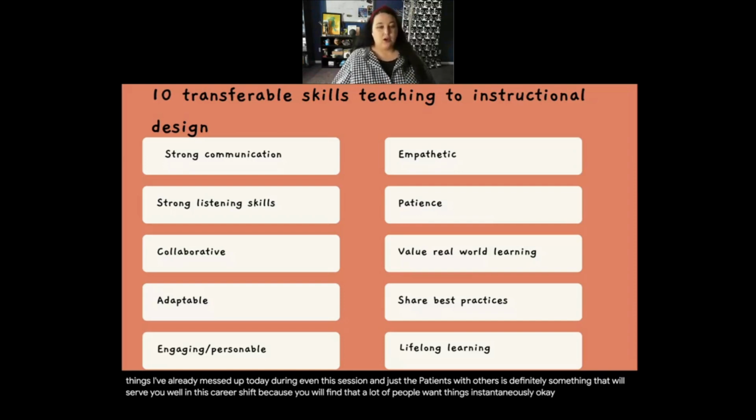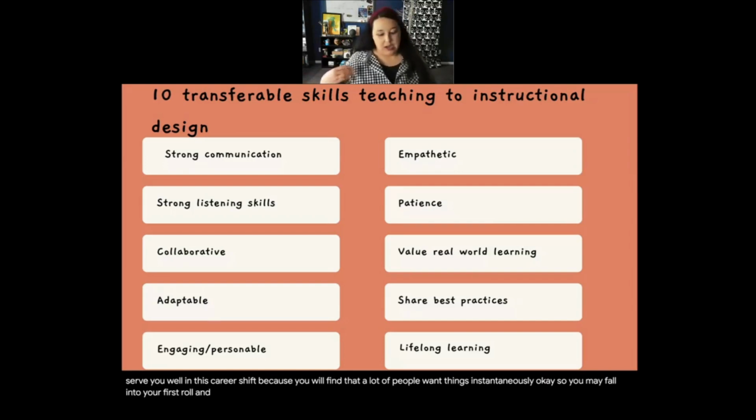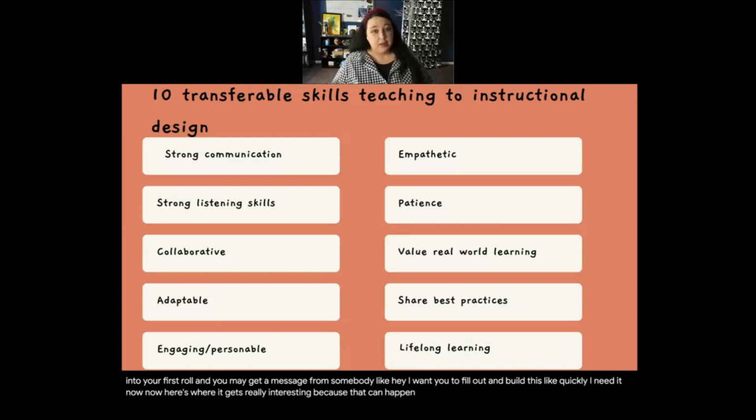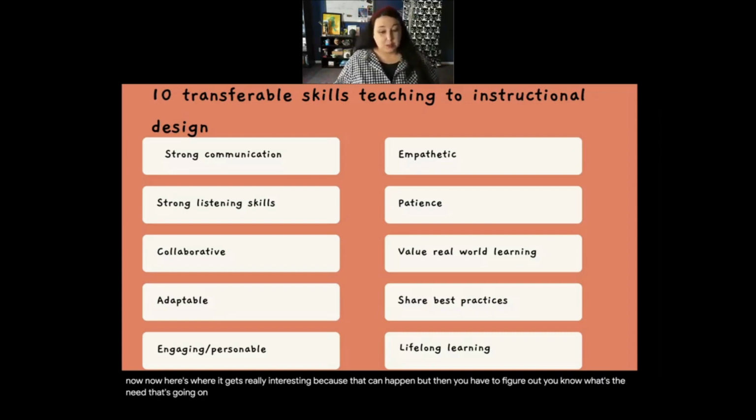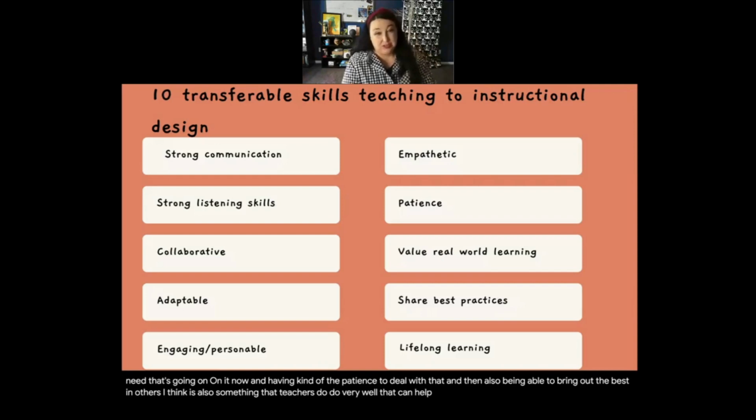So you may fall into your first role and you may get a message from somebody like, hey, I want you to build this quickly. I need it now. Now, here's where it gets really interesting, because that can happen, but then you have to figure out, what's the need that's going on here? Why does this person really want it now? And having the patience to deal with that, and then also being able to bring out the best in others, I think is also something that teachers do very well that can help them in their instructional design career.